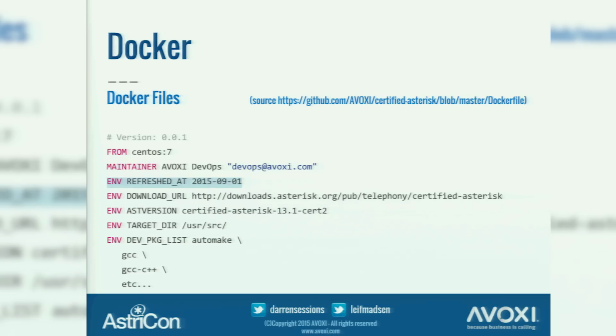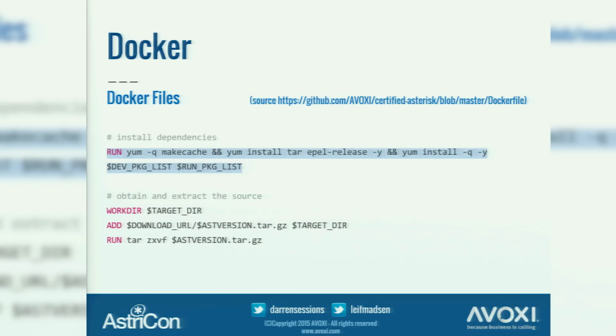Lines starting with env are environment variables that can be used throughout the file in place of hard-coded text, effectively variables throughout the file. These environment lines can also be overridden at build time from the console. So next up here we have a run command, which defines commands that are going to be run during the build process. In this case, we're installing the development dependencies.